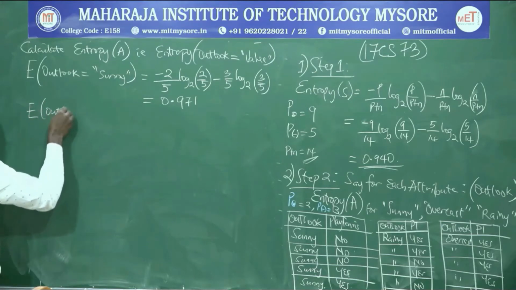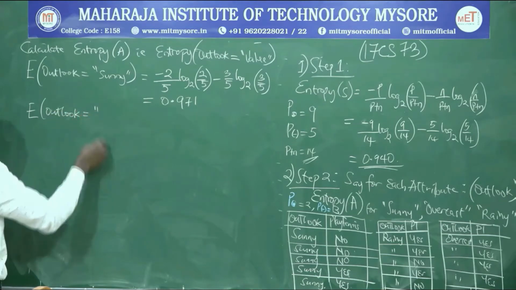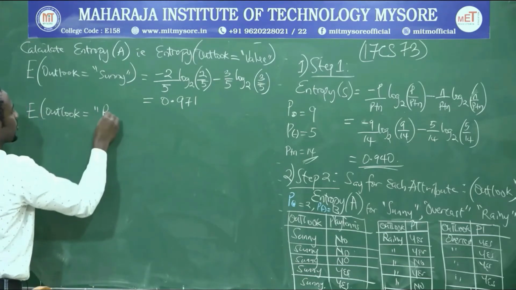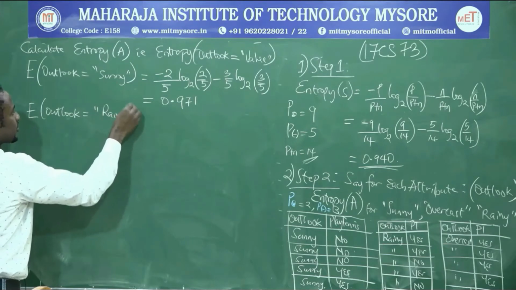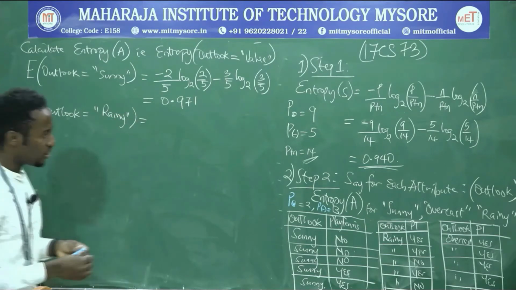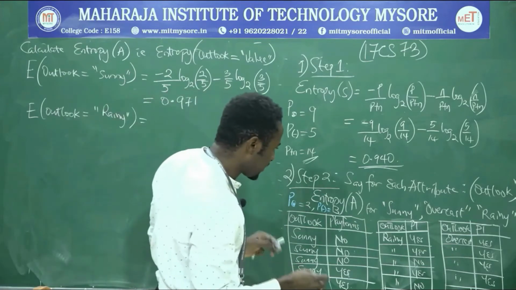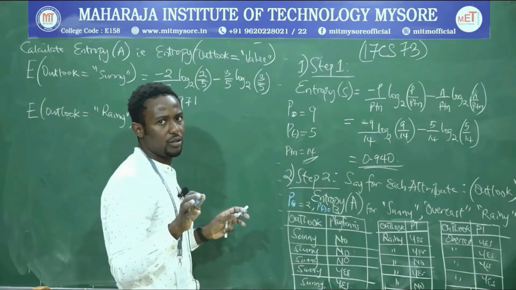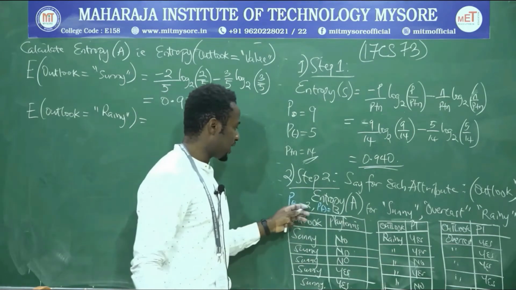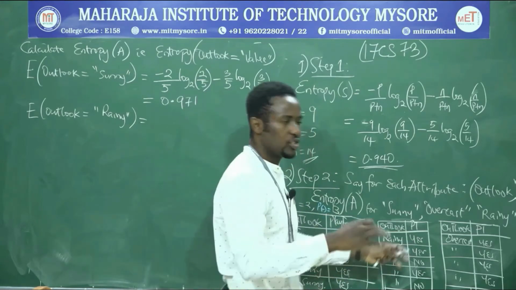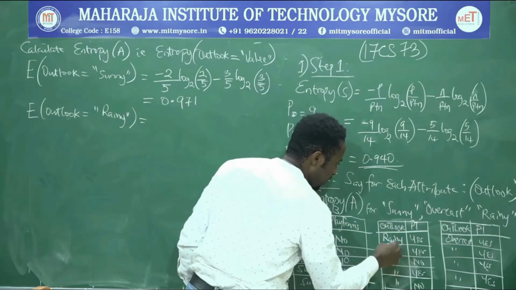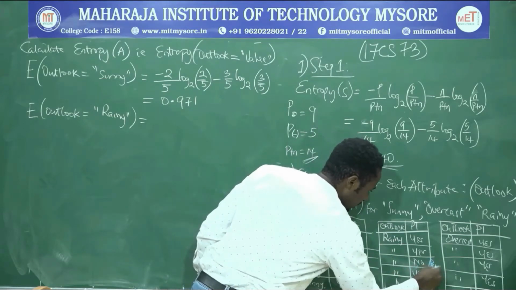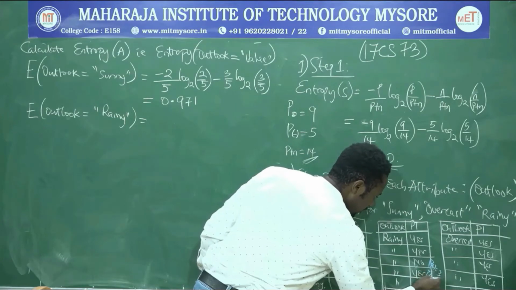We have to repeat this again for Outlook, right? Outlook equals what now? Rainy. So for rainy, let's go there quickly. So positive samples are 3, negative 2. Please don't get confused now. Please look here. Here positive samples were 2, negative 3. Here is just the reverse, right? So positive samples here will be what again? P positive is 3. P of negative is 2.